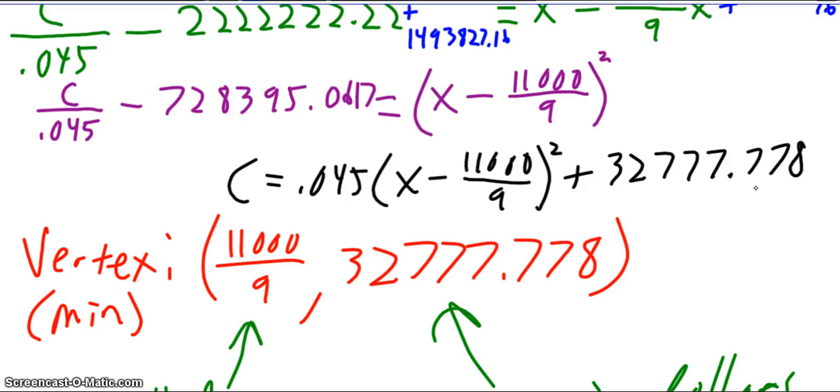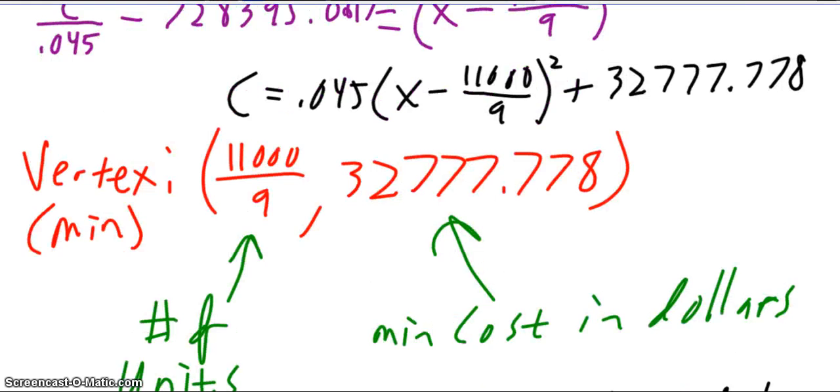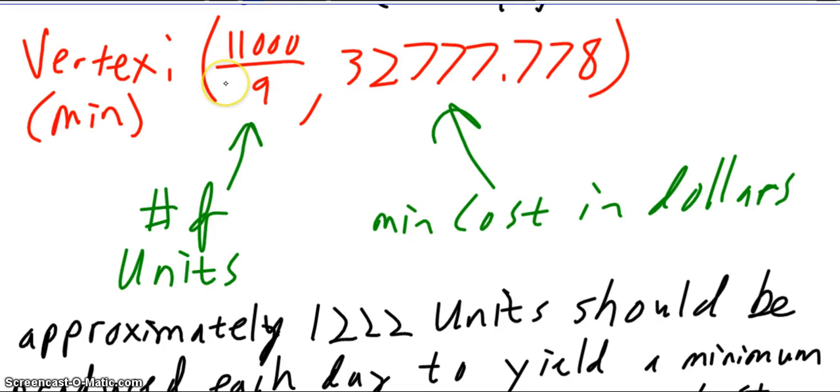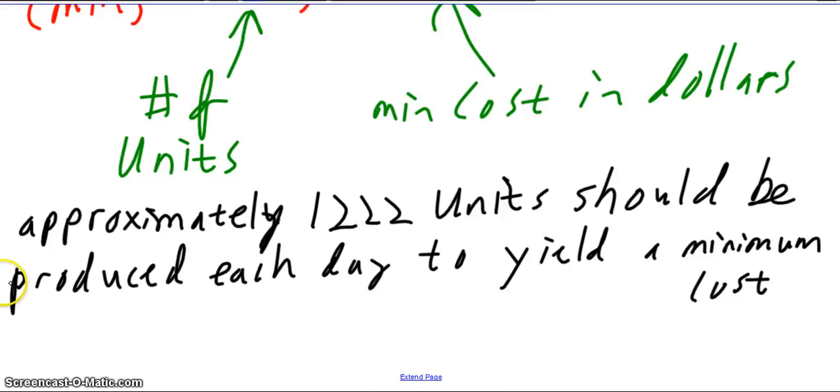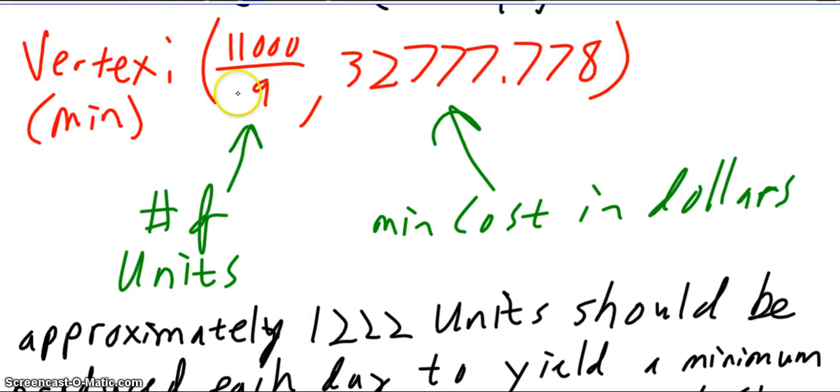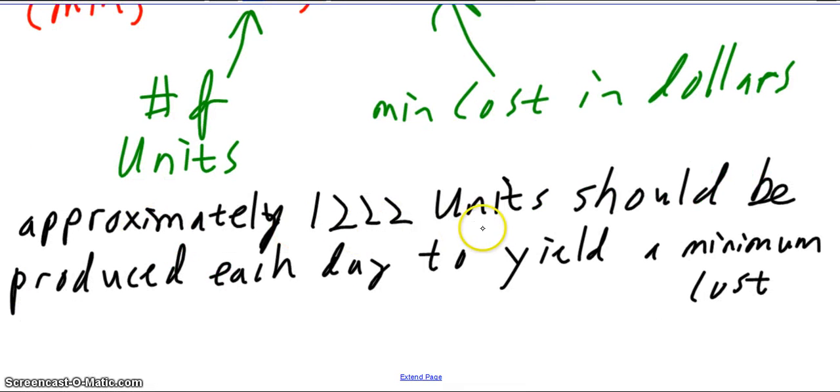So my vertex is 11,000 over 9, comma, 32,777.778. And what does that actually tell me? Well, this value here is the number of units that I should produce to get a minimum cost of this value. So that's why it's really important that we understand what do the variables actually represent in the problem so that we can answer the problem correctly. So if I type this into my calculator, it's approximately 1,222. So I'm going to say approximately 1,222 units should be produced each day to yield a minimum cost.